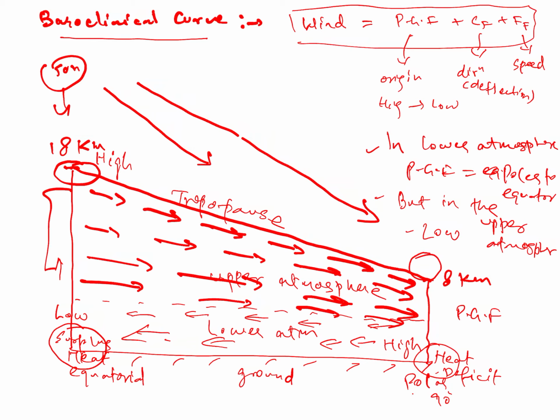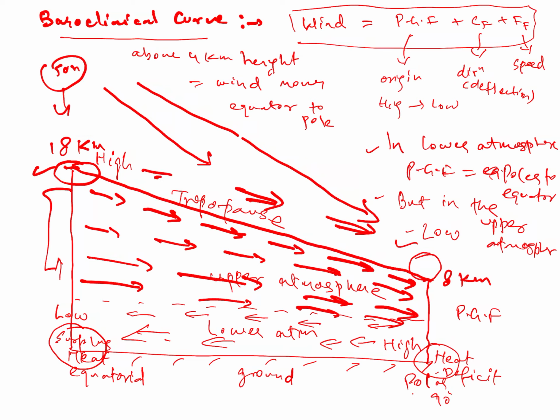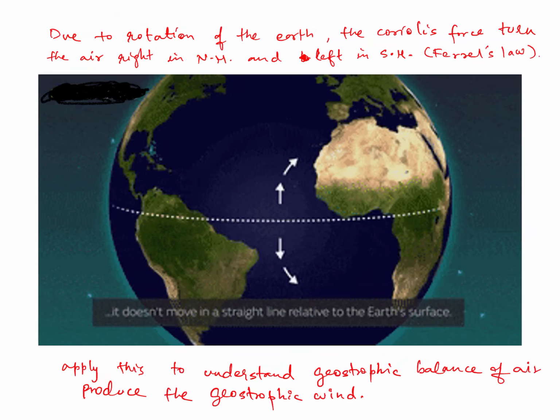So we have explained why, in the upper atmosphere, meaning approximately above 4 kilometers height, approximately, it varies from place to place. Above 4 kilometer heights, what has been observed? The upper wind moves from where to where? Equator to poles or poles to equator? It moves from the equator to the poles. What is the reason? Because there is high pressure on this side and low pressure on this side. Wind moves from high pressure to low pressure direction. And this diagram is called the baroclinic curve only.